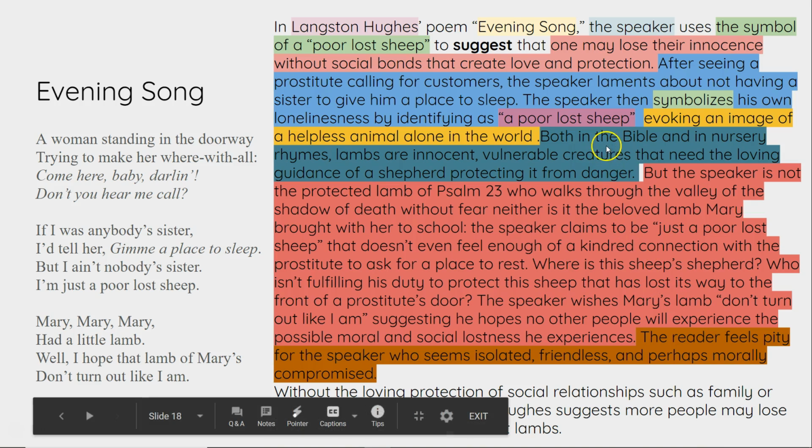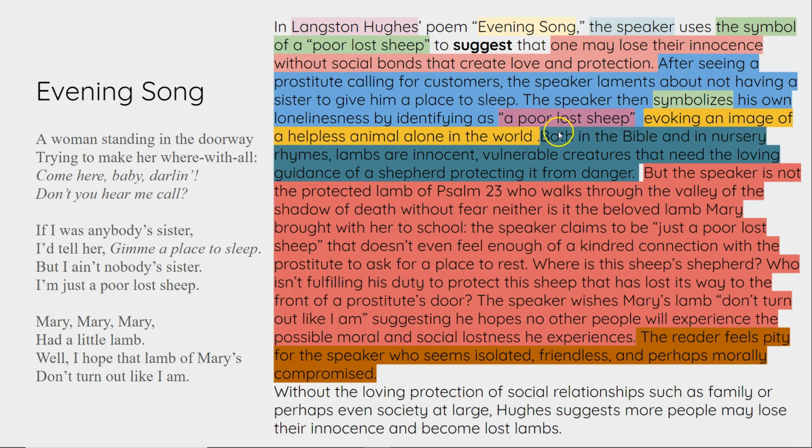In my commentary here, I'm first unpacking the connotation of a lamb by suggesting that lambs are innocent, vulnerable creatures. Then in this middle section of commentary, what I'm doing is talking about how does that symbol function in the passage. So I reference some allusions, which is totally acceptable, even if I'm talking about symbols. That helps me unpack the context and the meaning of the image of a lost sheep. So I can say the lamb isn't the lamb of Psalm 23, and it's not Mary's lamb. Instead, the speaker is saying how he identifies as a poor lost sheep.